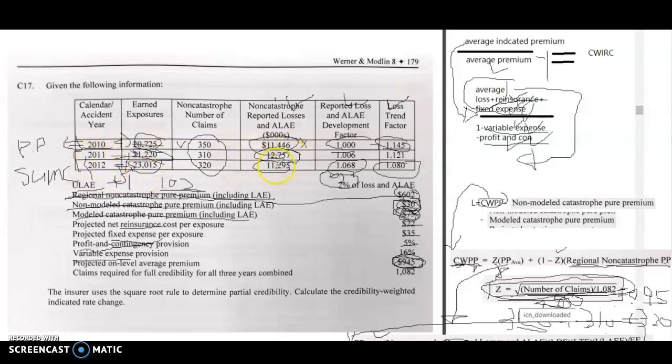So for the rest of the 2 years as well: this one times this one times this one times this one divided by this one is for 2011, and this one times this one times this one times this one divided by exposure of 2012 is the pure premium of 2012. So now we got 3 years of pure premium. We want the average of these 3, which is the sum of these 3 divided by 3, and then we get the average pure premium of 637.97. So now we got all the values in this formula, and then we can calculate the CWIRC here.